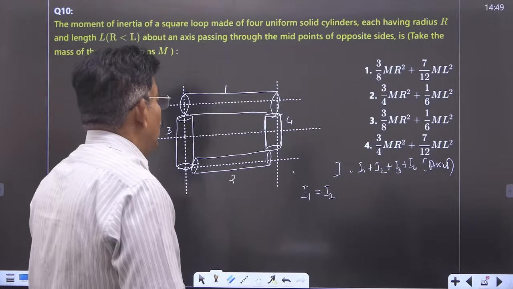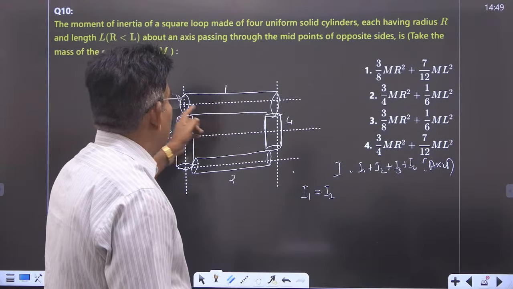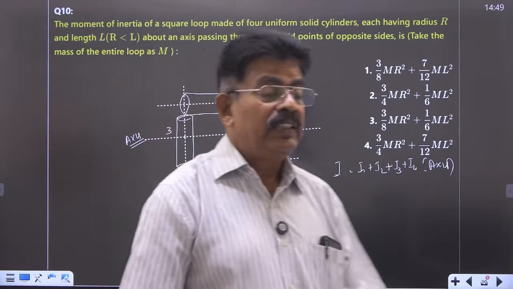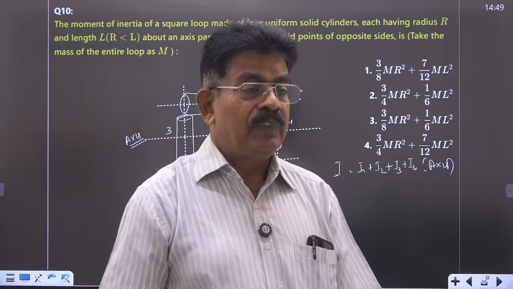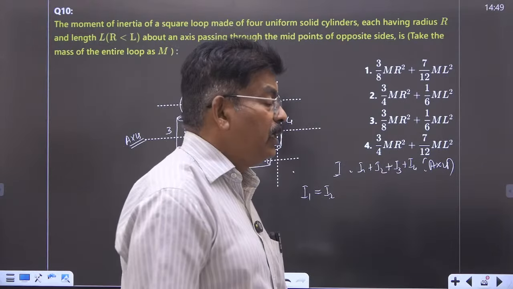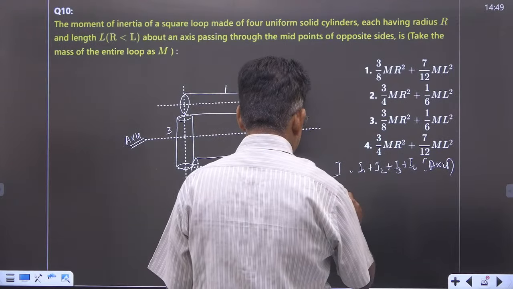What do I want? I want it about this axis, but this axis is its central axis. So you know the moment of inertia of a cylinder about its central axis, and use the parallel axis theorem. What is that?